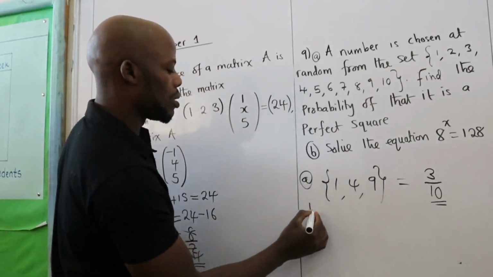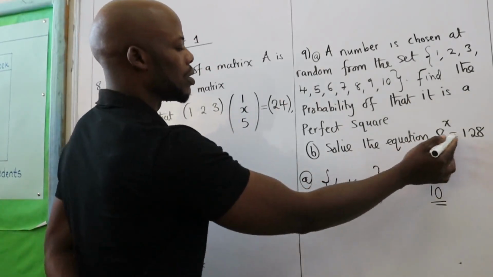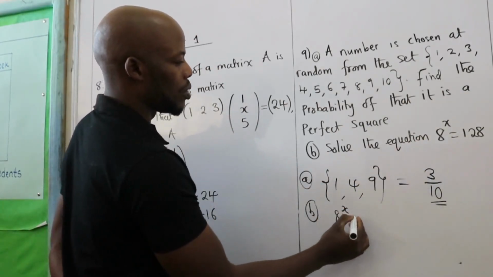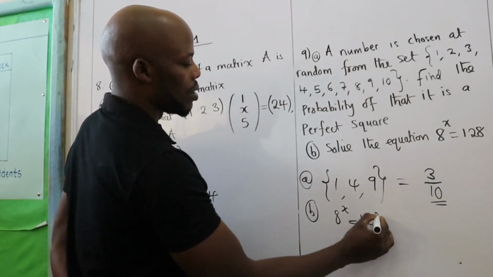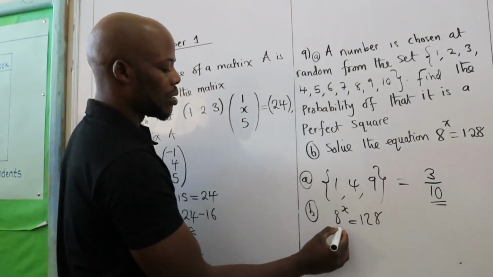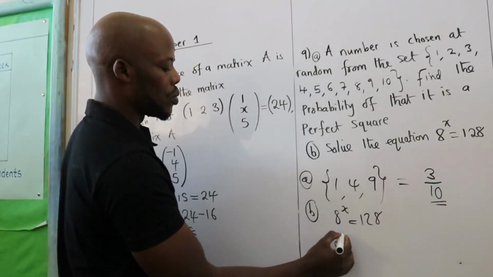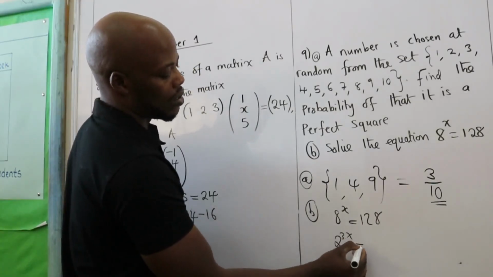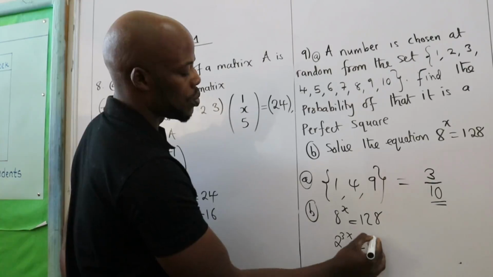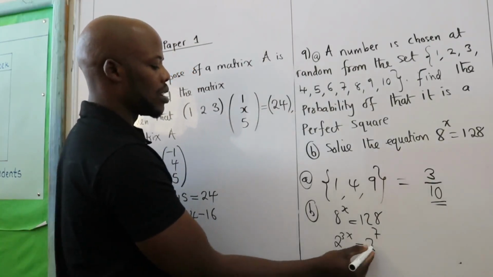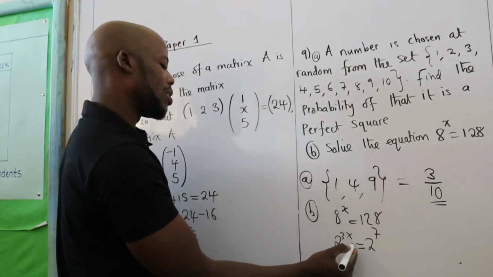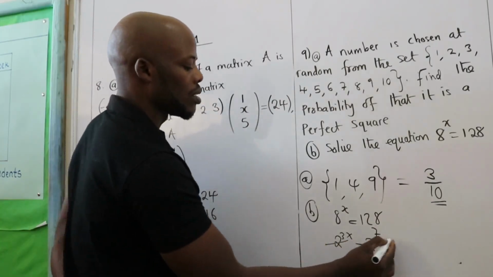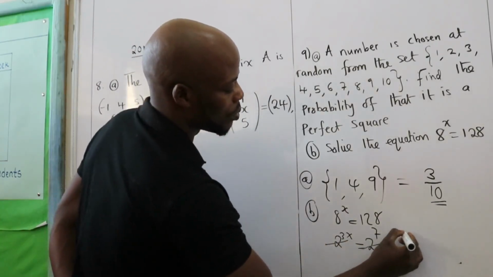So we go to B. B, they want us to solve this, the value of x. We find the value of x. So we're going to balance the bases. Here we say 2 power 3x is equal to, here it will be 2 power 7. This and this are the same, the bases, will balance the bases. So we can cancel this and this, remain with the power.